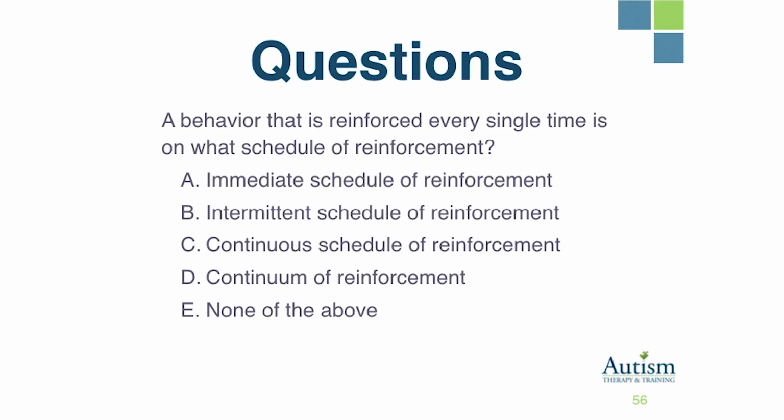A behavior that is reinforced every single time is on what schedule of reinforcement? A. Immediate schedule of reinforcement. B. Intermittent schedule of reinforcement. C. Continuous schedule of reinforcement. D. Continuum of reinforcement. Or E. None of the above.